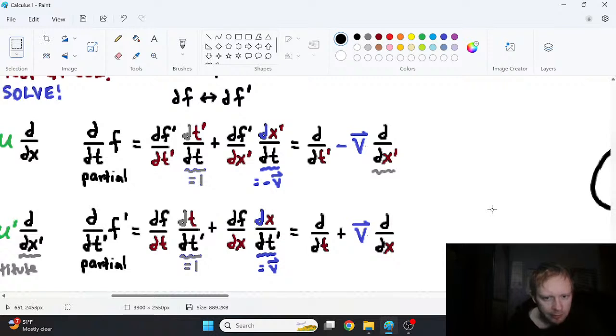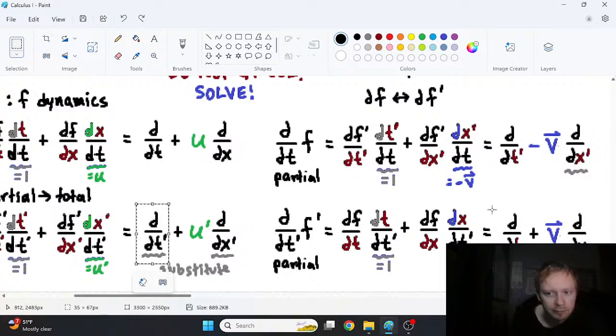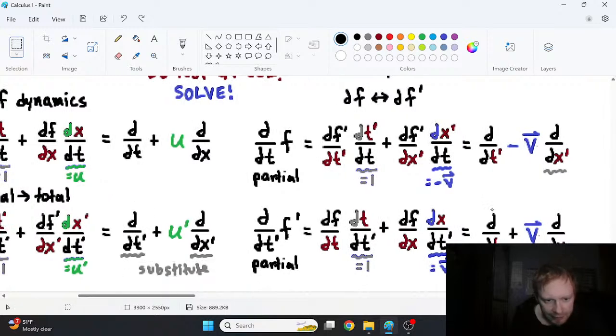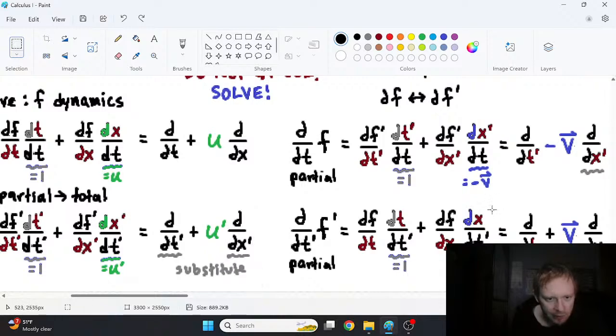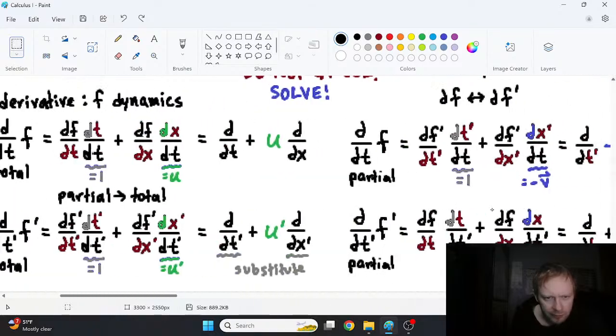So now that we know what the unprimed partial is, d over dt prime is actually equal to this, which means that anytime we have a d over dt prime, we can just go ahead and plug that right in there. And the same thing over here, we can plug that right in there. So I say substitute right here. Although this spatial coordinate, you can just flip it right back and forth between the prime with no need to make anything complicated.